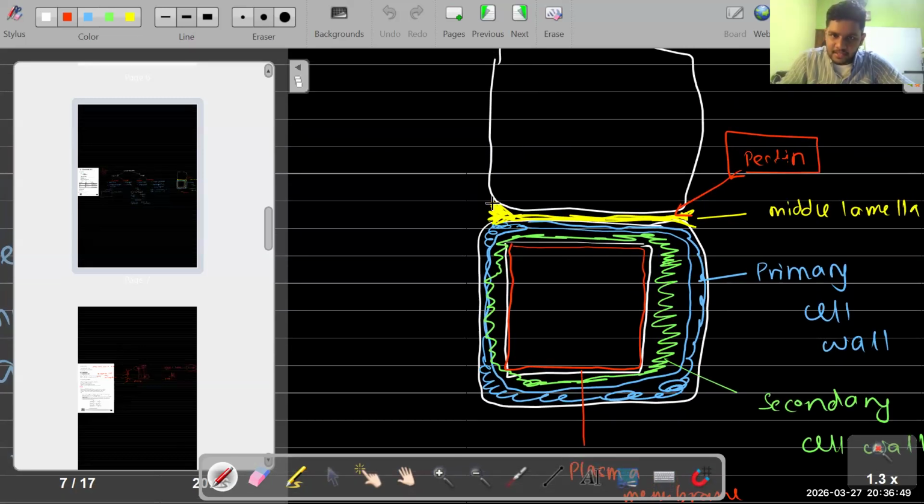Now, can you see this yellow color part? The yellow color part is like a glue, like a gum. This gluing agent that attaches the cell walls of two adjacent cells is called the middle lamella. This middle lamella contains pectin in it. Pectin is a polysaccharide. Can you understand what the middle lamella is?